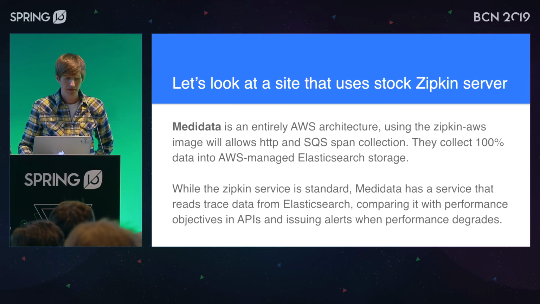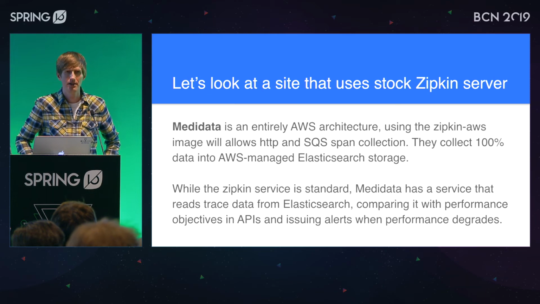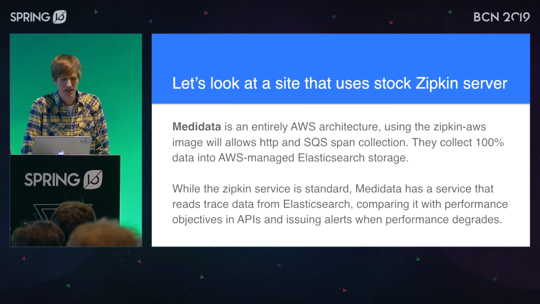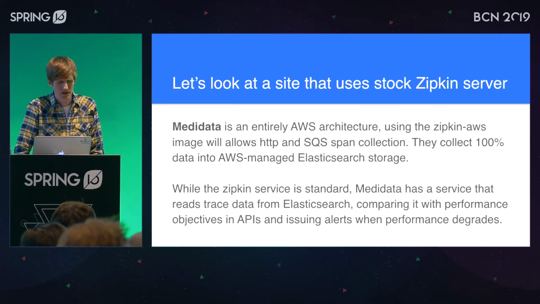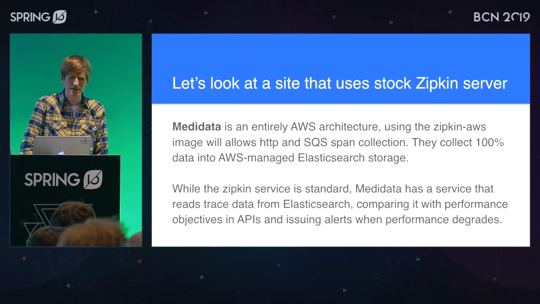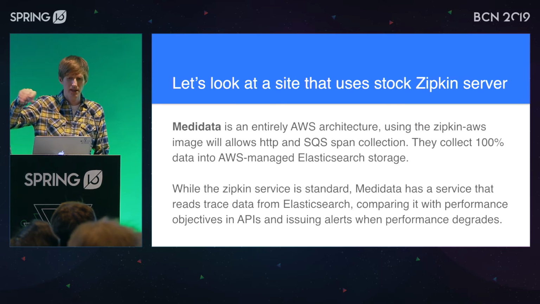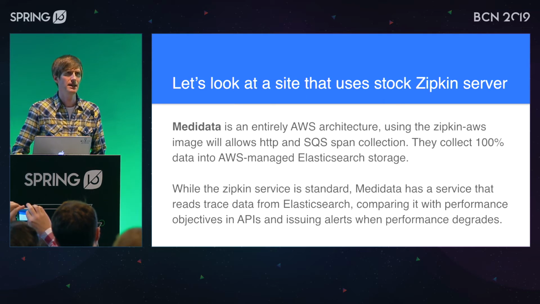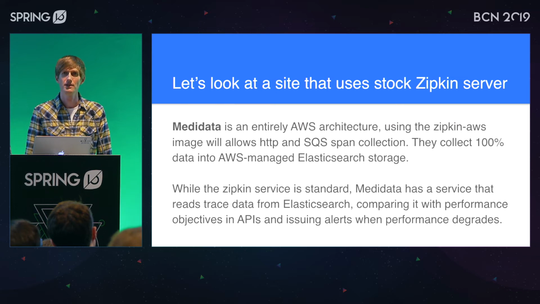And we have another site that's interesting because it has done not much notable. I think it's also nice to talk about the things that are not fancy. So Metadata is an entirely Amazon architecture. They use the stock Amazon Zipkin image. They use SQS to send the data around. And because they don't have a lot of traffic, they're fine to actually collect 100% traces.